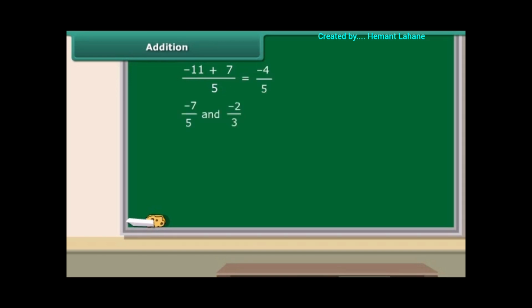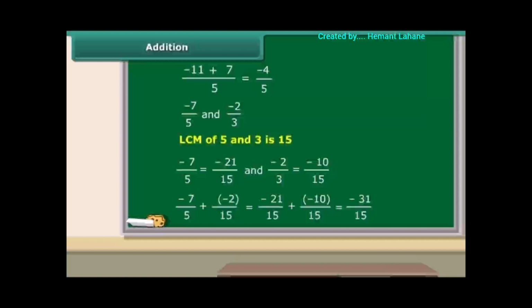And if the denominators of the rational numbers are not the same, then firstly we find the LCM of the denominators. Here the LCM is 15. Then we find the equivalent rational numbers of the given rational numbers with this LCM as the denominator. Here, minus 7 by 5 is equivalent to minus 21 by 15, and minus 2 by 3 is equivalent to minus 10 by 15. Then add the two rational numbers.